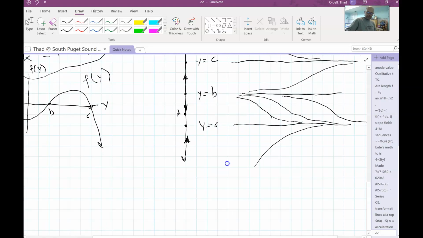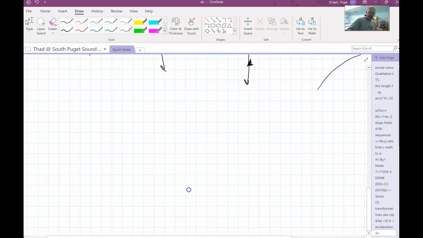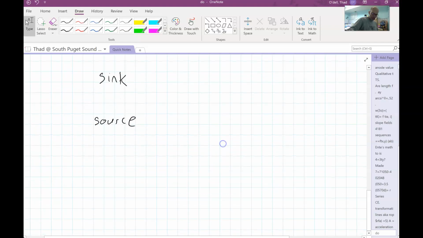Okay? So there's a couple examples. I want to talk about, we have names for equilibrium points based on the behavior around them, and so I'm just going to throw them up here real quick. So we have something called a sink, something called a source, and something called a node.